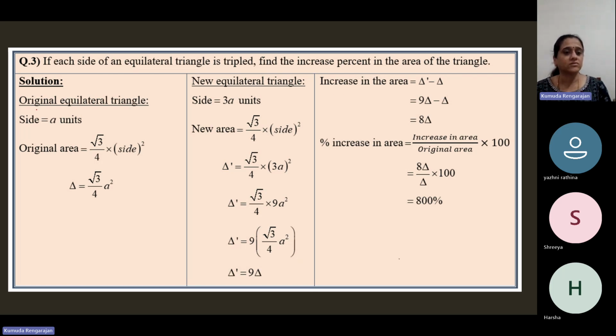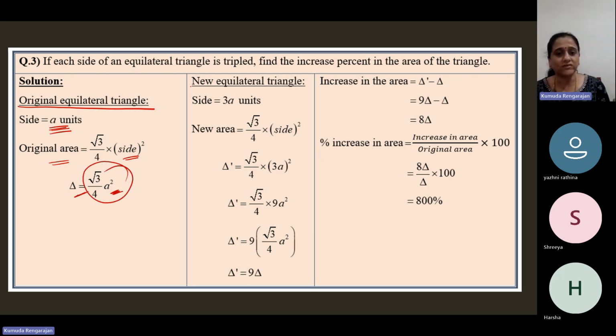This is for the original triangle. Let the side be A. So what's the original area? Root 3 by 4 into side square, which is root 3 by 4 into A square. And let this area be called delta. This is about the original equilateral triangle whose side is A units. We find the area using root 3 by 4 into side square, so root 3 by 4 into A square, and we call this area delta.